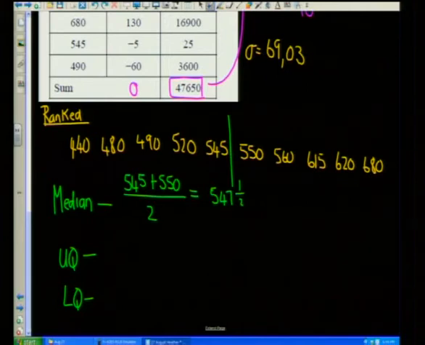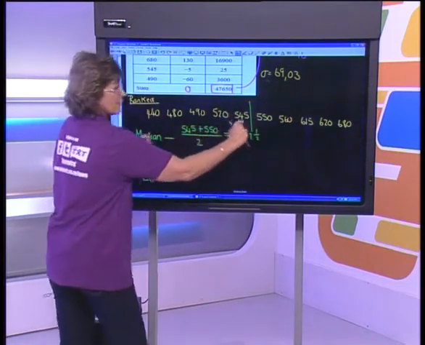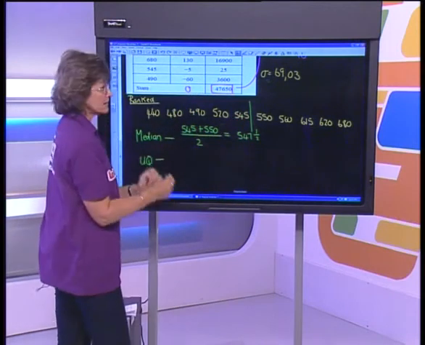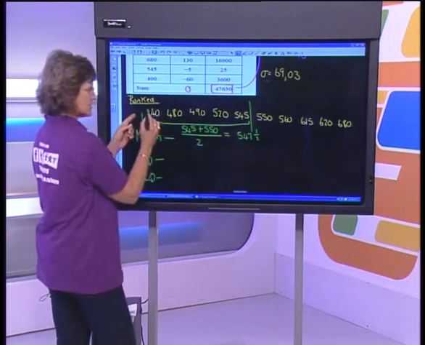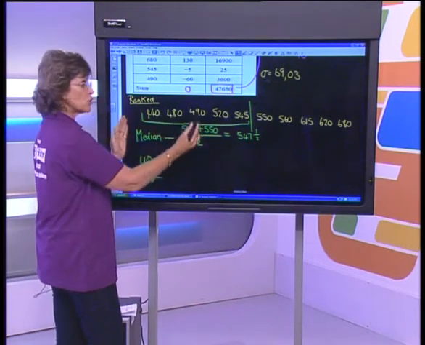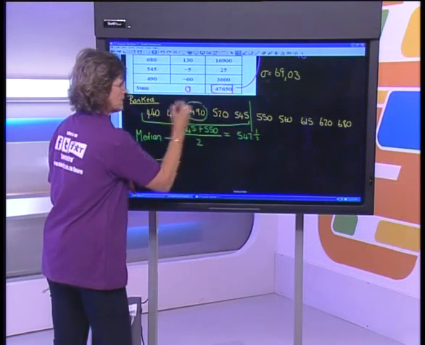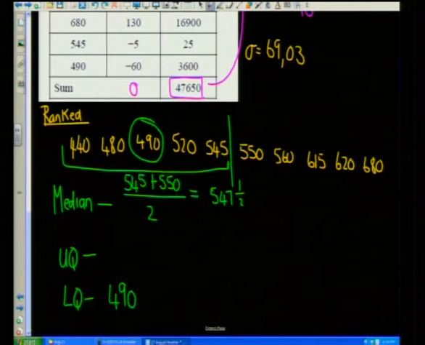Now, if I want my upper and my lower quartile, let's do lower quartile first. Can you see that by creating your median, you have actually split your whole data set into two halves? This half has got 5 numbers in it, and this half has got 5 numbers in it. So look at this as being one data set. Now can you see that you've got 5 numbers in this bottom 50% of the data? And if we go to the middle of that, it would be the number 490. So my lower quartile is literally going to be 490.